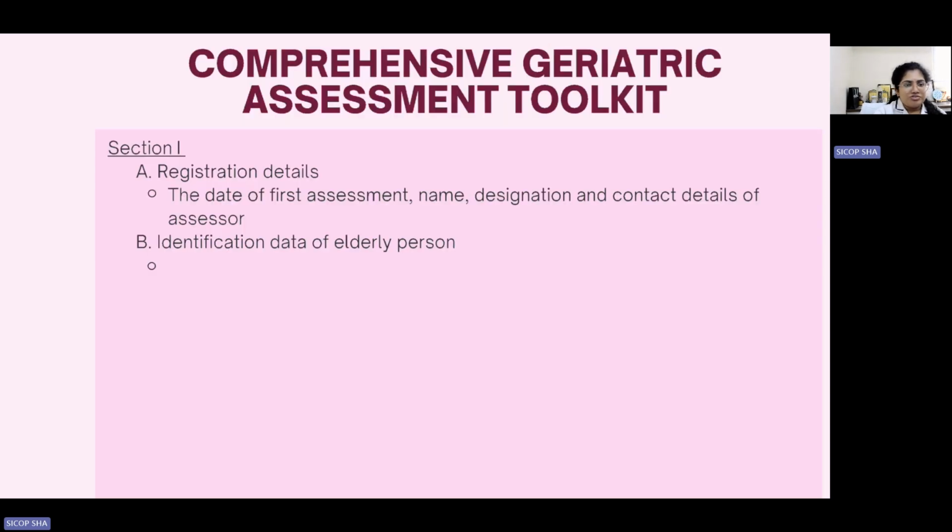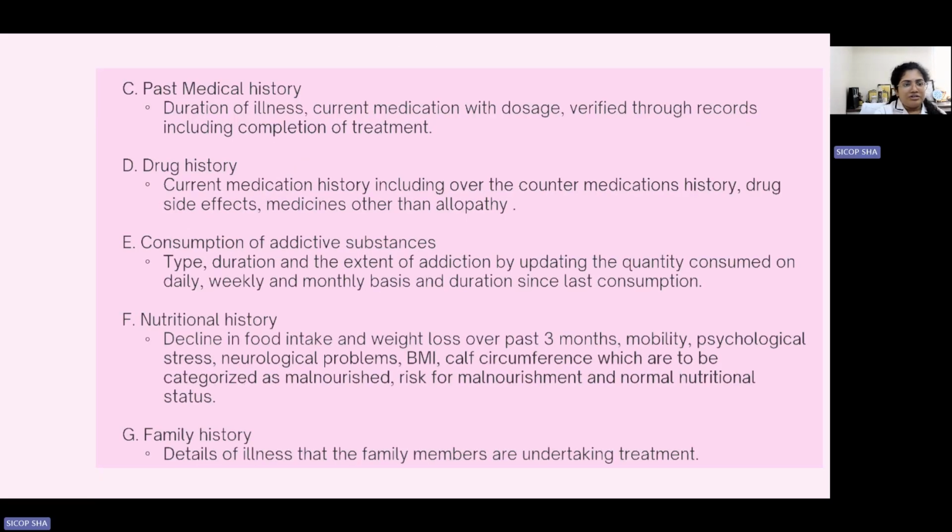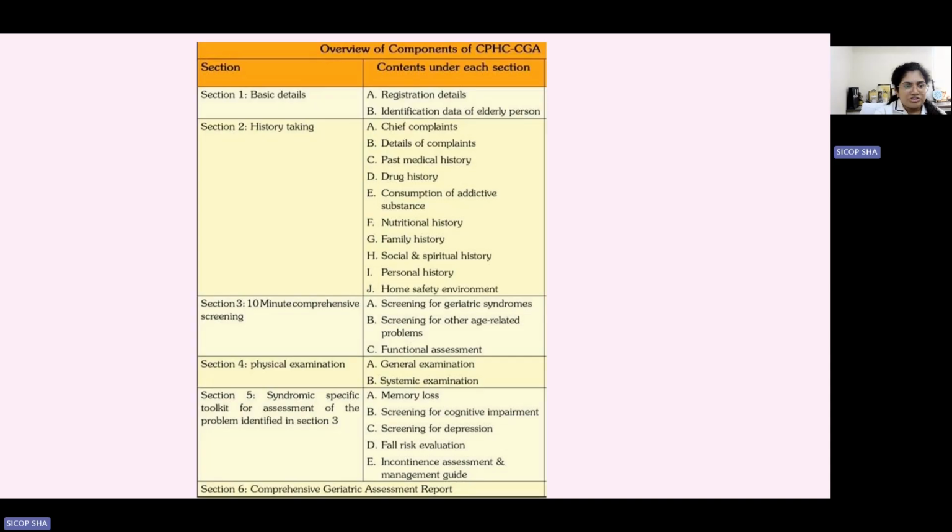So comprehensive geriatric assessment toolkit section 1 is about registration details: the date of first assessment, name, designation and contact details of the assessor, and identification data of the elderly person. So next is about the past history. This is part of the history taking, the past history.